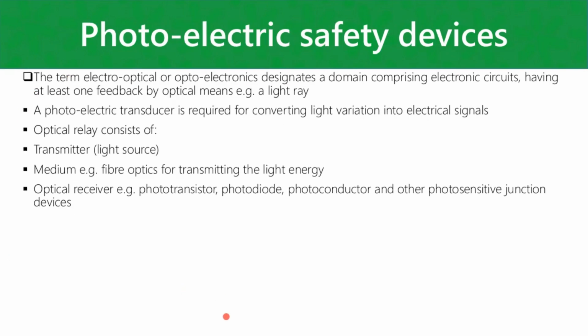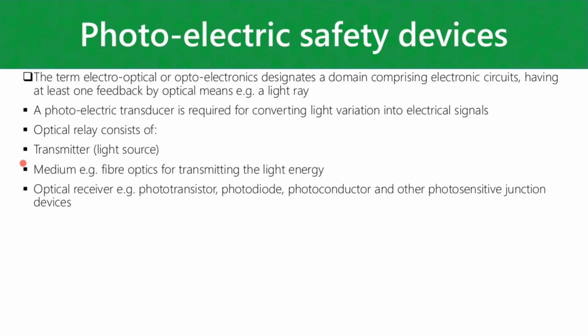Okay, then we have photoelectric safety devices. This basically refers to electronic circuits making use of optical means to get their feedback, whether that be one or two paths or multiple paths of feedback, but at least one path has feedback by optical means. So this can be a light ray, laser, and I would even throw infrared into this category as well. I'm just going to quickly take a peek at the textbook to check that I'm on the right track.